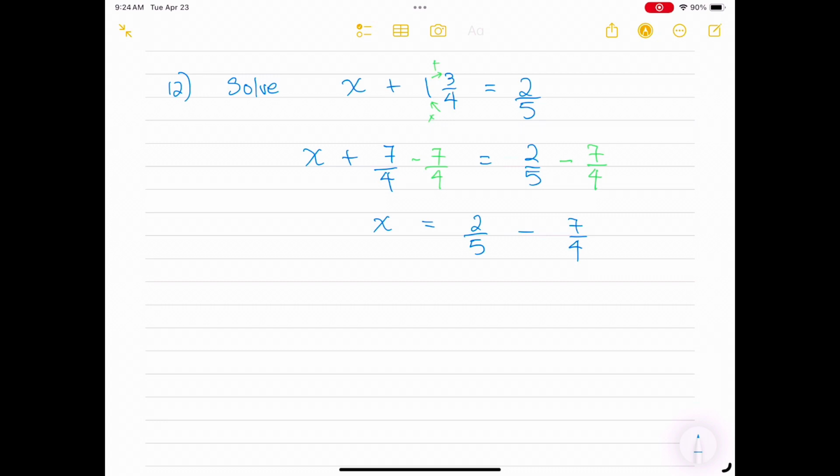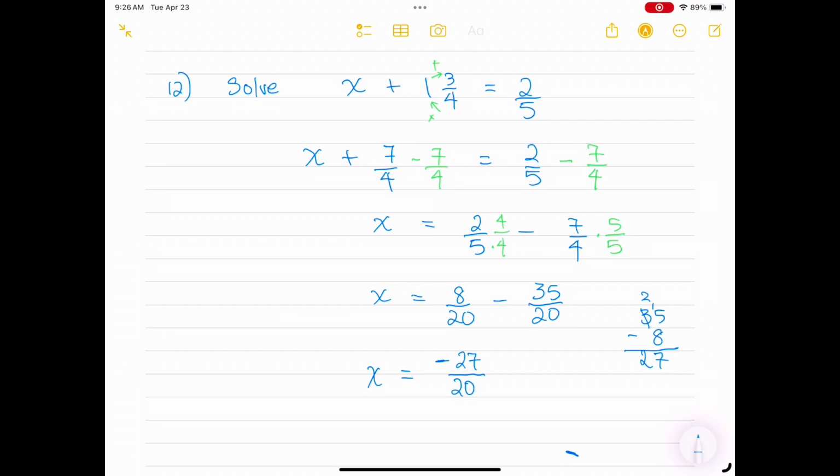I subtract these fractions by converting each into an equivalent fraction with 20 as the denominator. So 2/5 becomes 8/20, and 7/4 becomes 35/20. 8/20 minus 35/20 will result in a fraction in which the denominator is 20. The numerator will be the result of 8 minus 35. So I can think of that as 35 minus 8 with a negative sign in front of the result, which is negative 27. So the answer is the improper fraction, negative 27/20.